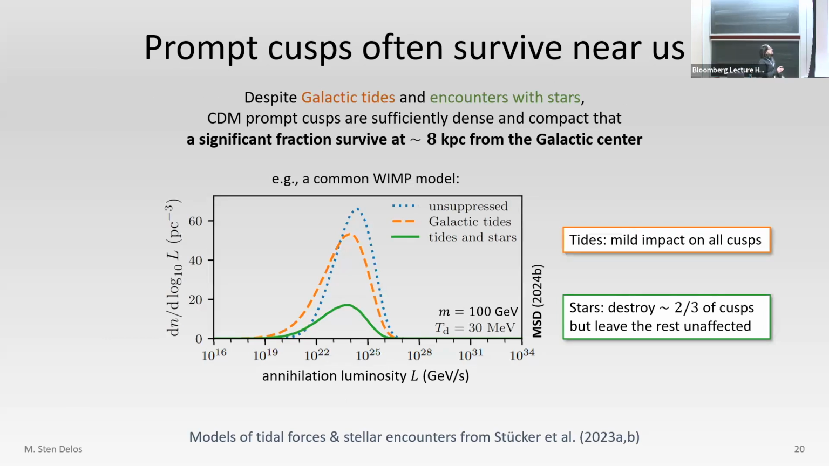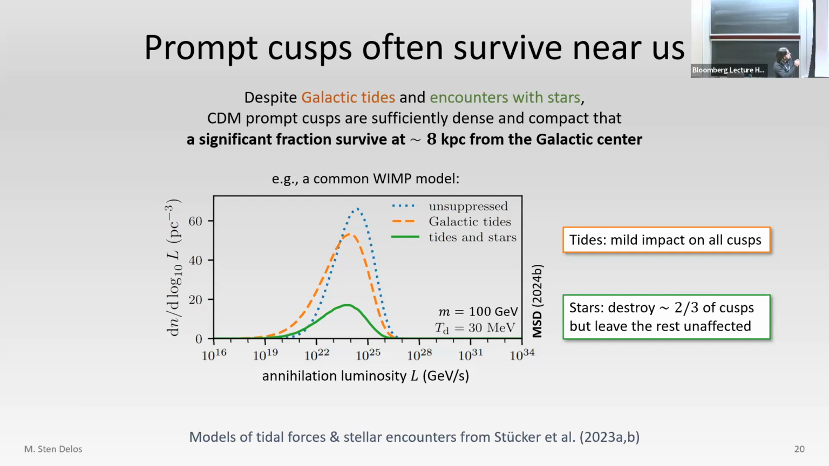Now, another interesting question is that today, most prompt cusps should be substructures of much larger systems. And you could wonder, to what extent do they survive near us, meaning at our position in the galaxy? So it turns out that a significant fraction of the prompt cusps should survive. What I'm showing here is I'm taking this dark matter model, weakly interacting massive particle, and looking at the distribution of the prompt cusps in terms of their annihilation luminosity. Well, this should be similar for other properties.